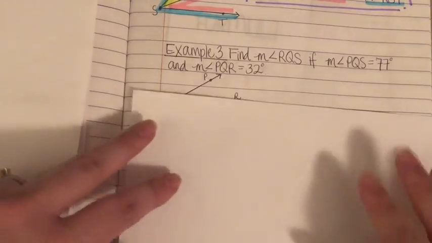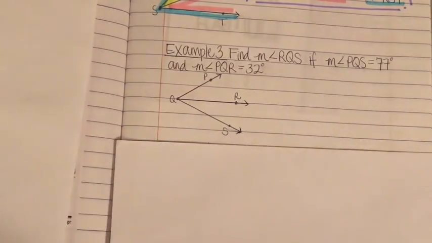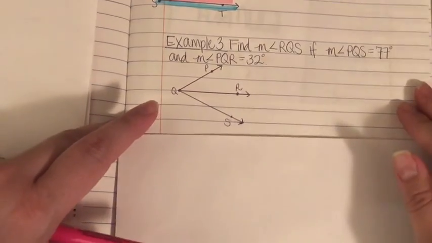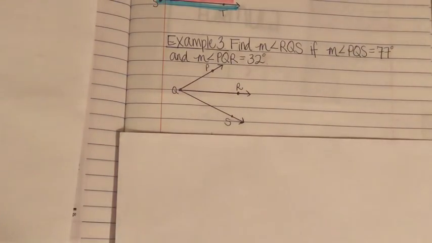We're going to practice 2 of them. Here's our first one. Find the measure of angle RQS if the measure of angle PQS is 77 degrees and the measure of angle PQR is 32.